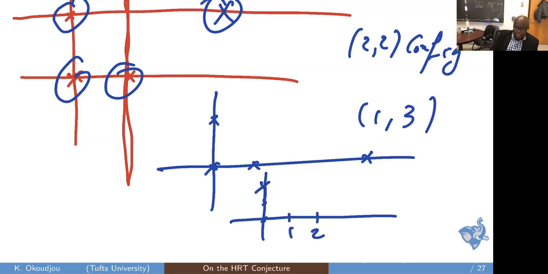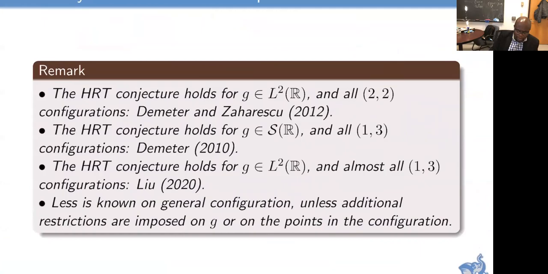And if you keep that in mind, then I know that if I have a 2-2 configuration, Dimitrov and Zaharescu proved that, yes, the HRT conjecture is true for any L2 function. Around the same time, Dimitrov proved that if instead you assume that the function is in the Schwartz class, then it's true for all 1-3 configurations.